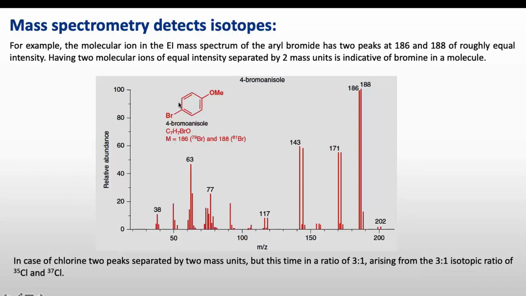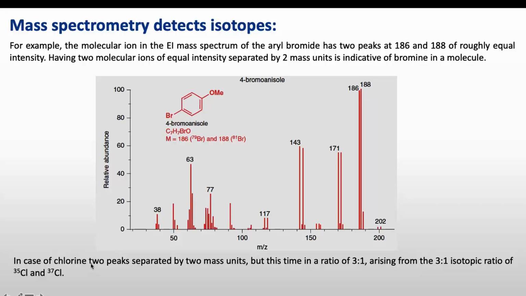The molecular ion in the EI mass spectrum of the aryl bromide has two peaks at 186 and 188 with equal intensity. So having two molecular ions of equal intensity separated by two mass units is indicative of bromine in a molecule. If we get two peaks of equal intensity separated by two mass units, that gives an indication that our molecule may have bromine.